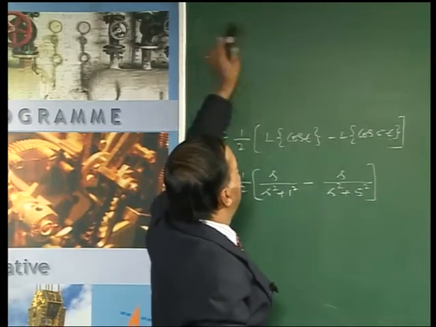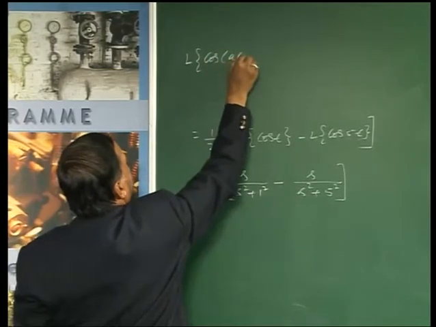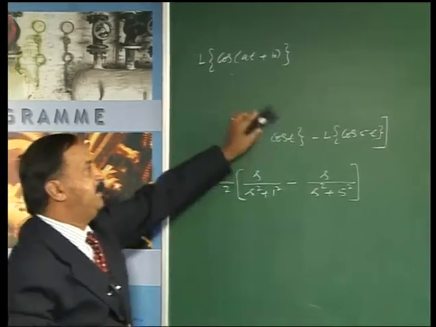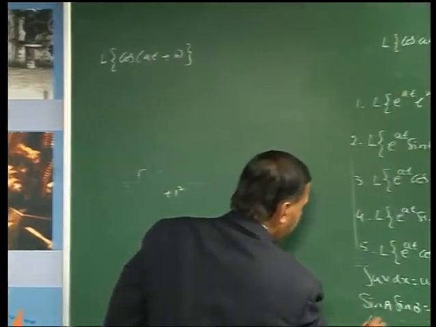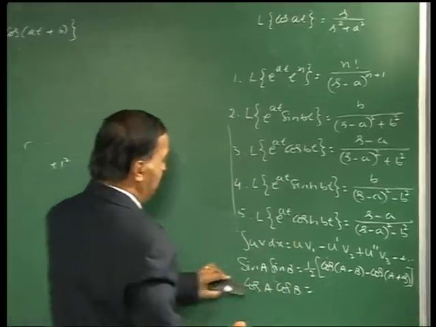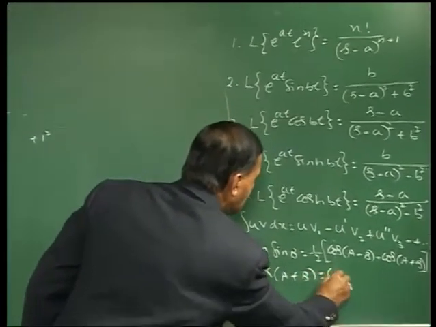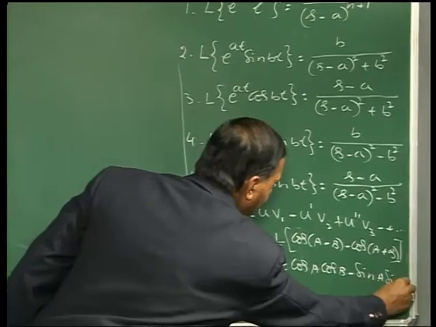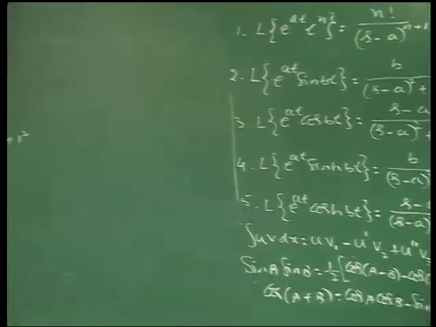Next example, find L of cos of at plus b. Find L of cos of at plus b. We know the formula for cos of A plus B is equal to cos A cos B minus sin A sin B. Cos of A plus B is cos A cos B minus sin A sin B. This is A, this is B.